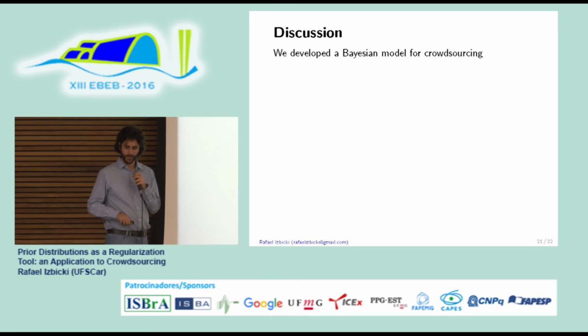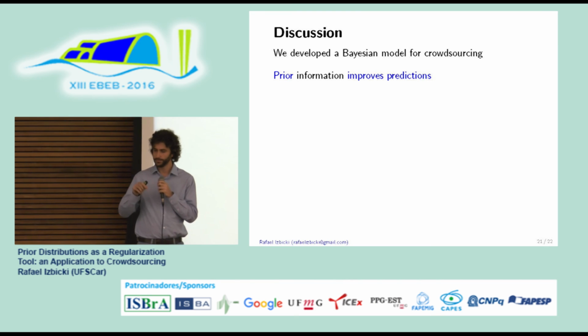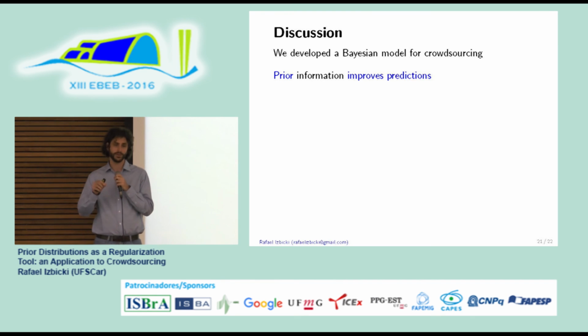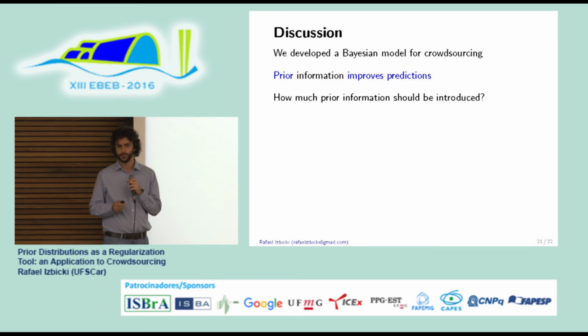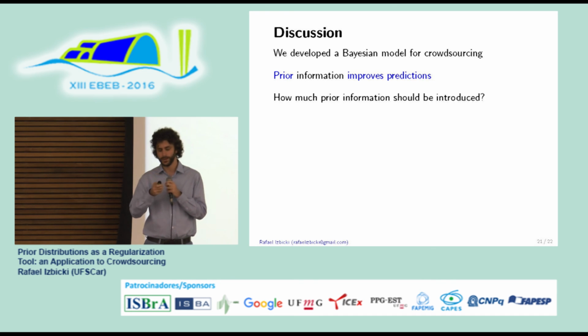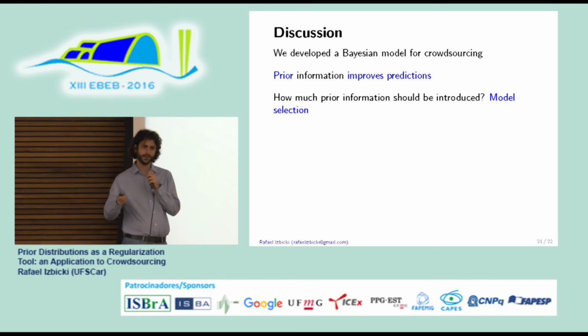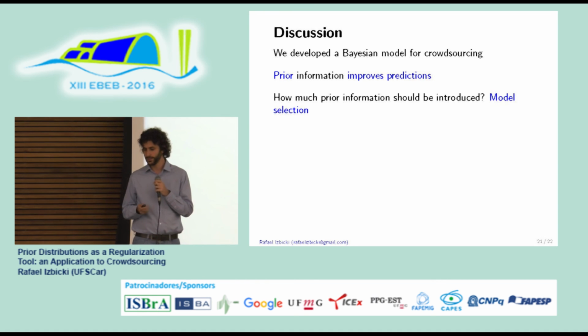So to wrap up, in this work we developed a Bayesian model for crowdsourcing. We showed that prior information improves predictions, which of course is obvious. So you should really use meaningful prior information if you have it. Then there's the question of how much prior information should be introduced. So in a sense, that's how should you choose lambda, the precision of your prior. And for that, we developed a model selection tool, which is not really the subjectivist Bayesian approach to this problem. Okay? But although that's not the traditional subjectivist approach, I think it makes a lot of sense.